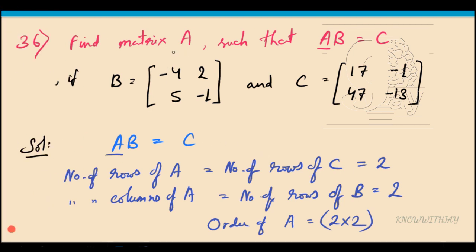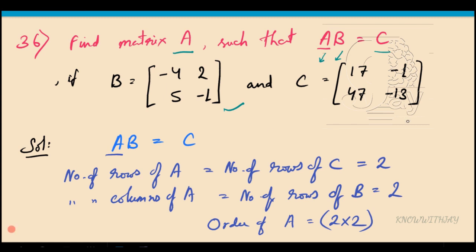In this question they are asking you to find matrix A. Now if you remember the previous question, we had to find the second matrix. Here we are going to find the first matrix. The product is always easy, we just multiply to get the product, but when we need to find one of the matrices in the multiplication, we need to find the order of that matrix first.